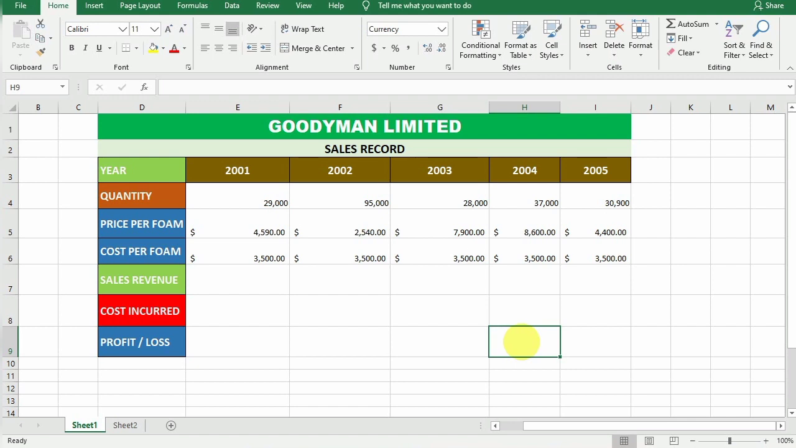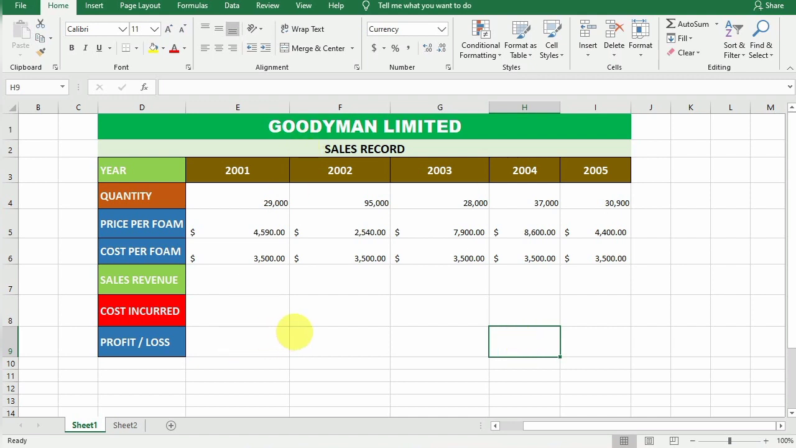Now, Goody Man Limited is a company, and this is a sales record for 5 years straight up. This example is simple, but we're going to use it to understand simple steps in sales analysis. So to take away the fear, sales analysis is not something you should be afraid of. In fact, you should be embracing it, because it helps you make money. To make money, you have to know how to calculate your sales. And simple knowledge of sales can turn your life around.